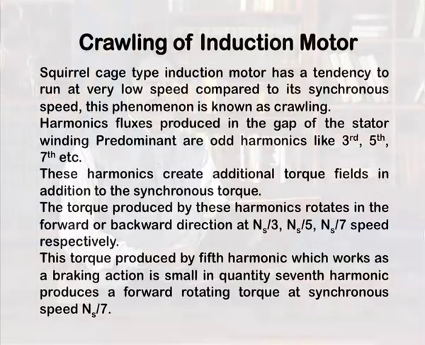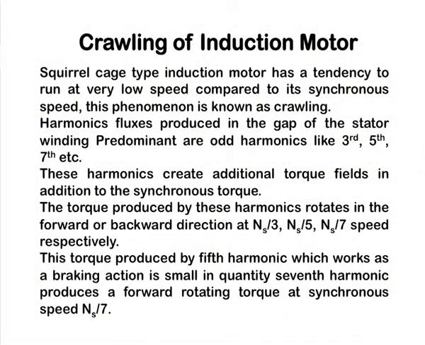So, after going through these terms, we talk about another two phenomena which occur frequently in the induction motor. One is the phenomenon called the crawling of induction motor. Now, what is this crawling of induction motor? First of all, I will give you the definition. The squirrel cage induction motor has a tendency to run at a very low speed compared to its synchronous speed. This phenomenon of running at a very low speed is known as crawling.